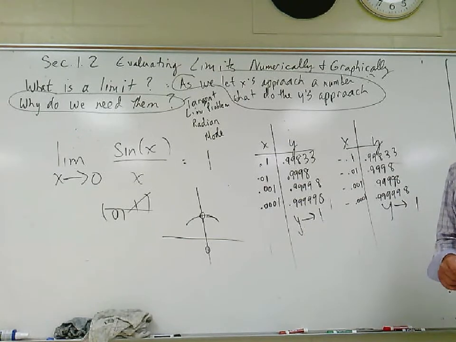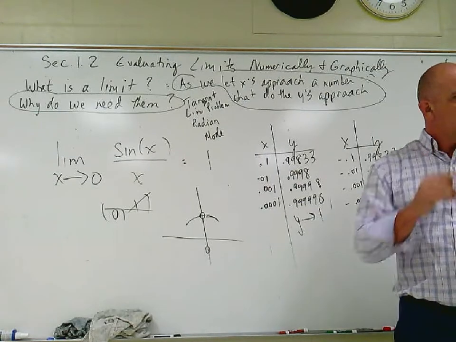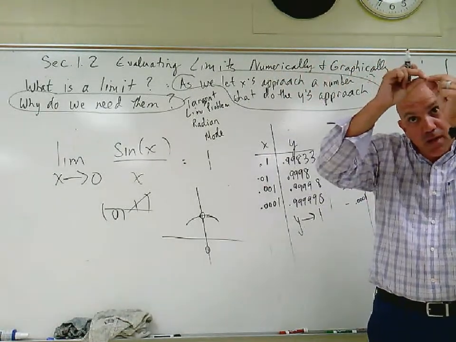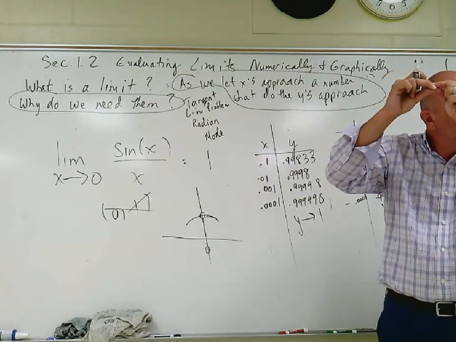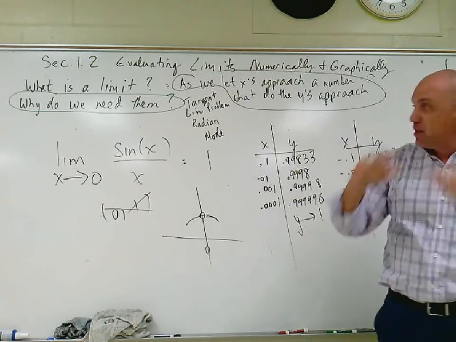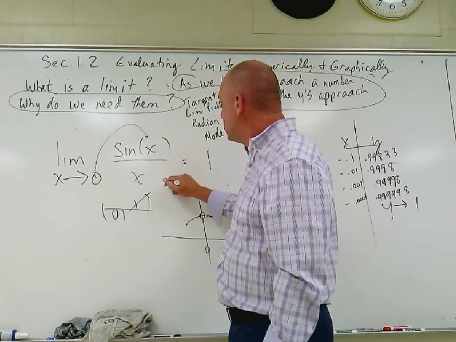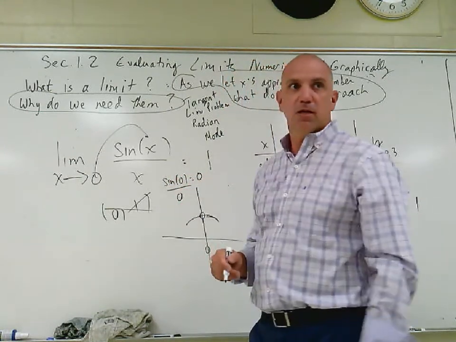Okay? Why do we need them? I talked about the tangent line problem. We need to get closer to something else without touching it. Because once we touched it, remember what happened with those fractions? You got 0, and this is actually 0 over 0. Because if you plug in a 0, sine of 0 is 0, and then you get a 0 on the bottom. You get 0 over 0.